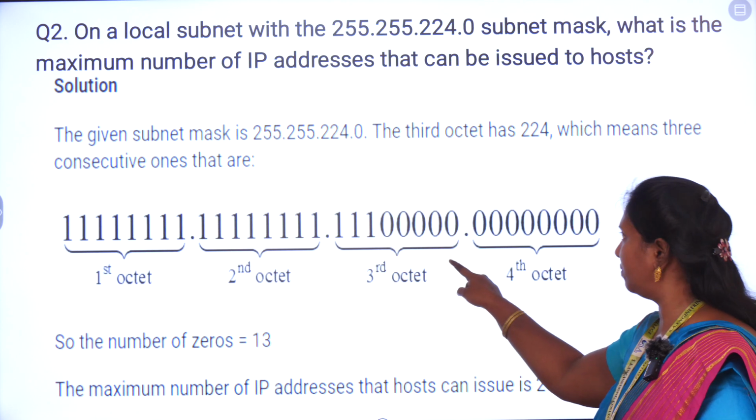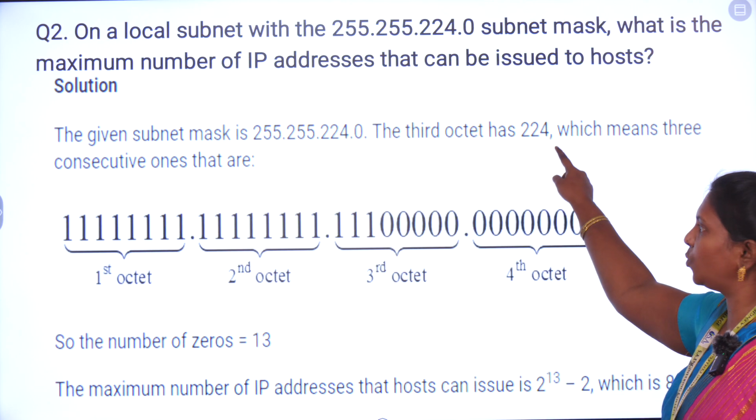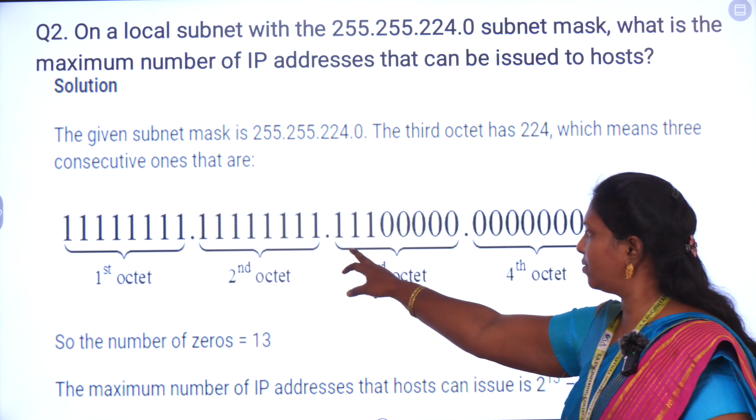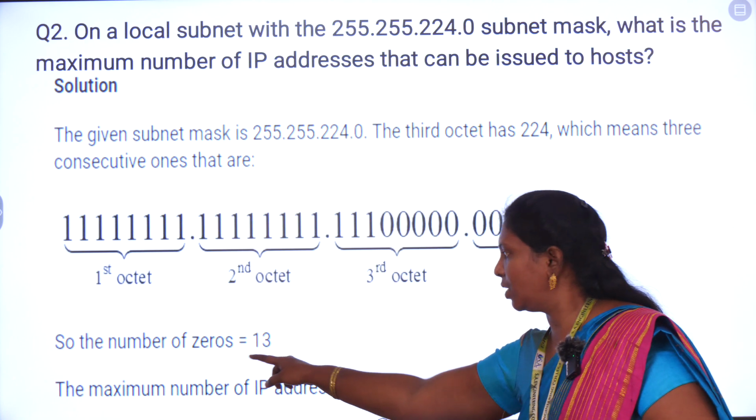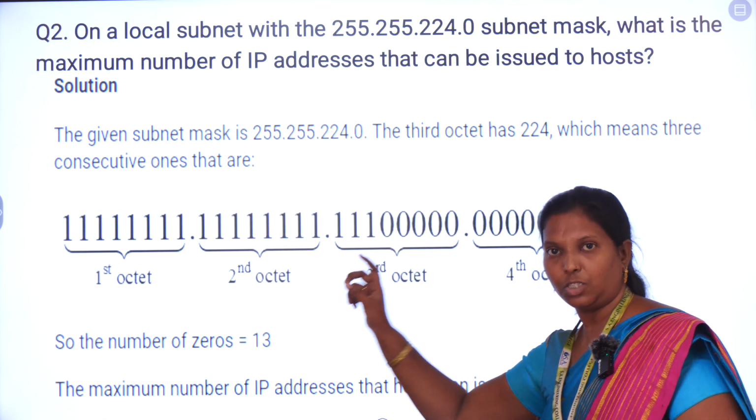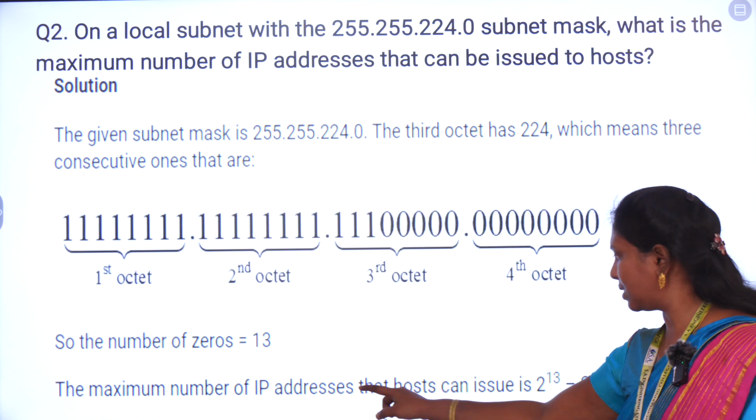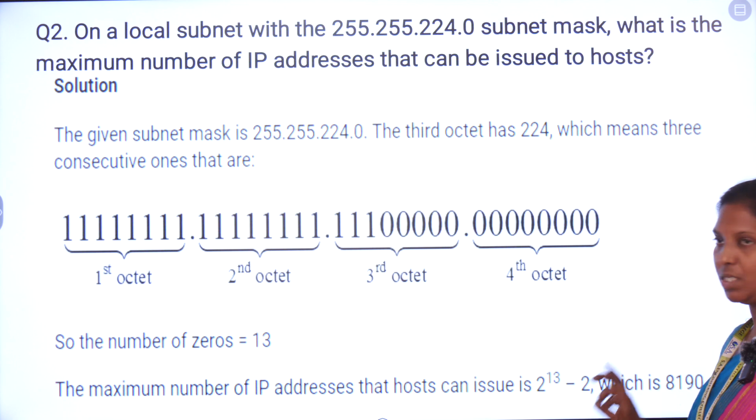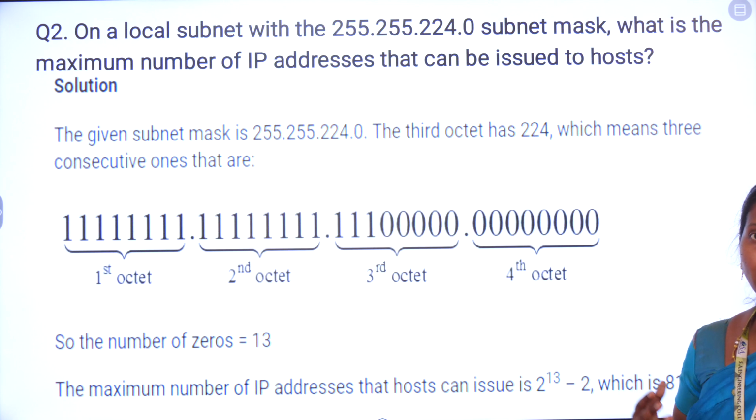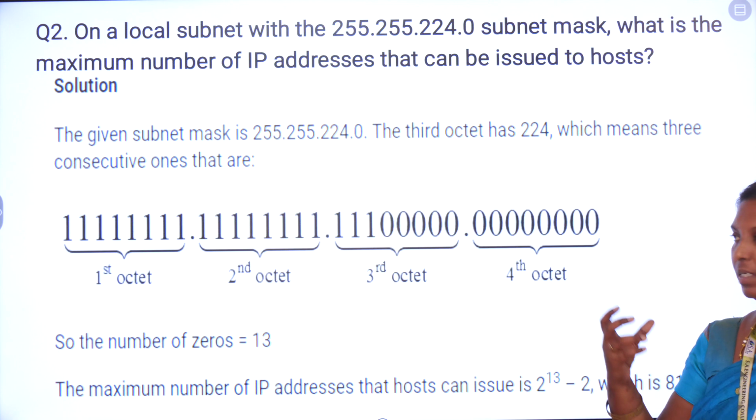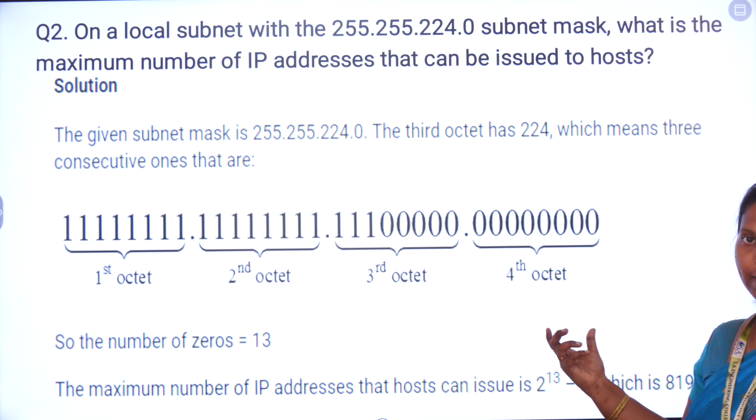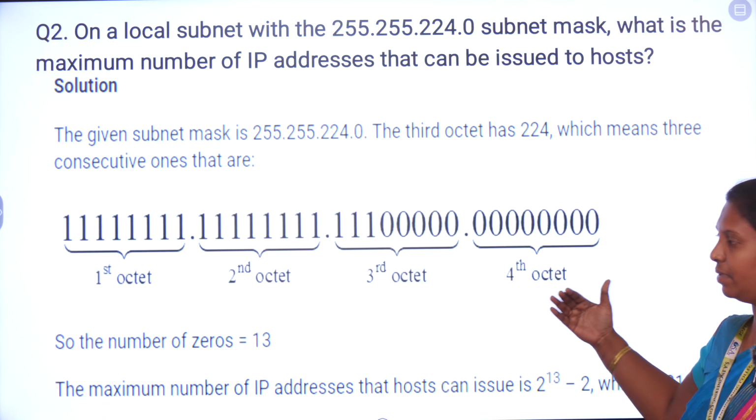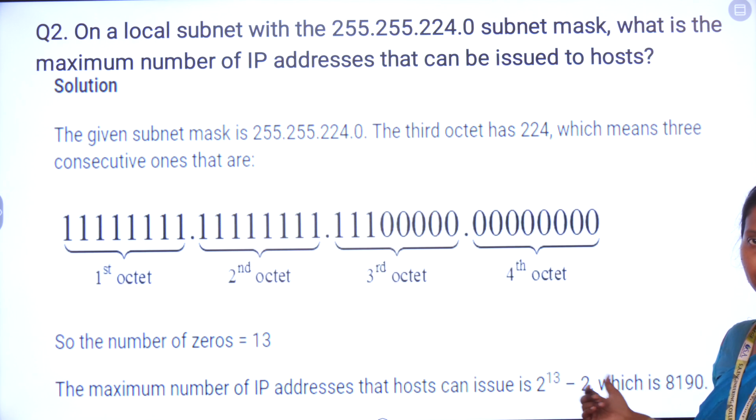with the binary conversion here, the third octet has 224. So 224 means 3 consecutive ones. So the number of zeros is 13. Among this, the total number of zeros is 13. So the maximum number of IP addresses is 2 to the power 13 minus 2, which is 8190. Hope you understand how you can convert the class B addresses to a network ID. So you have to count the number of zeros, then 2 to the power the number of zeros. Again the answer will be minus 2.